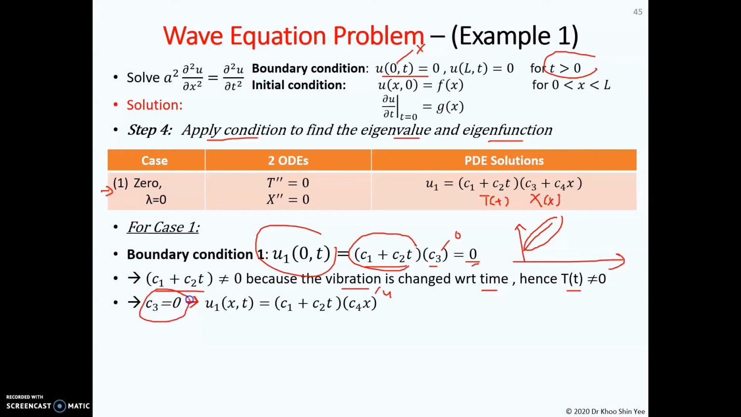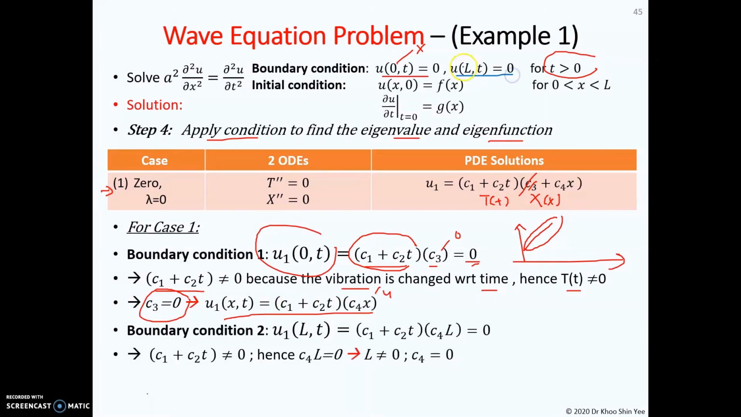Since you obtain C3 equal to 0 here, you can substitute inside the original PDE, then you succeed in obtaining the new PDE. We continue to apply the second boundary condition. Substitute x equal to L here, you obtain u equal to 0. So x here will be changed to L, then in this case your u will be equal to 0. So you succeed in obtaining this equation, and since we know C1 plus C2t here is not equal to 0, therefore C4L here must be equal to 0. And when you look at this term, L is the length, L cannot be equal to 0, therefore your C4 will be equal to 0.